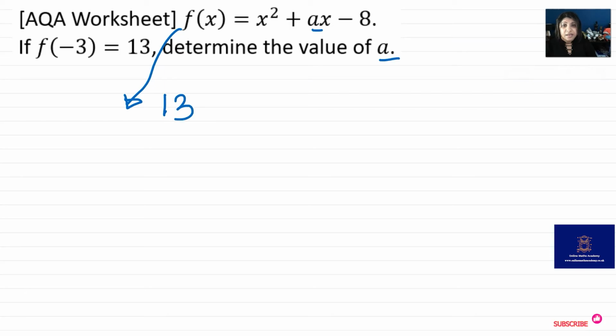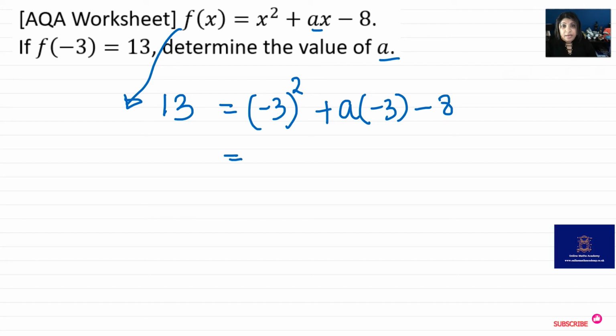So 13 is equal to x squared. So what is my input? Well, my input is negative 3. So negative 3, don't forget to put that in a bracket. So negative 3 squared, because it's a negative value, you may make mistakes. So plus a, and then x again is negative 3 minus 8.